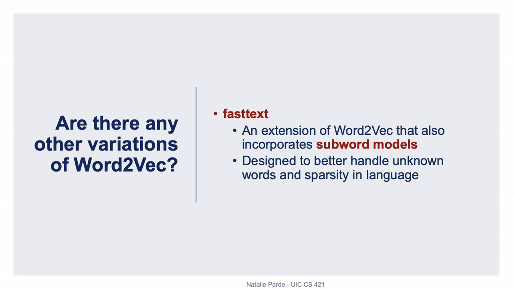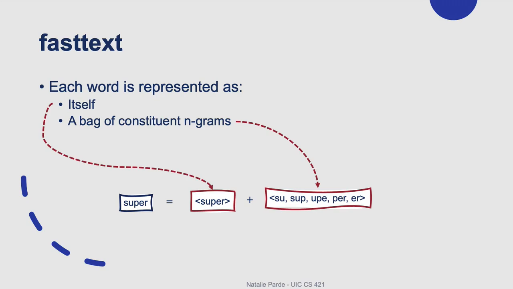Fast text is an extension of word2vec that also incorporates subword models. Because of this, it's better able to handle unknown words or to deal with sparse training data. A subword is exactly what it sounds like, part of a word. So in fast text, each word is represented as itself along with a bag of its constituent n-grams.